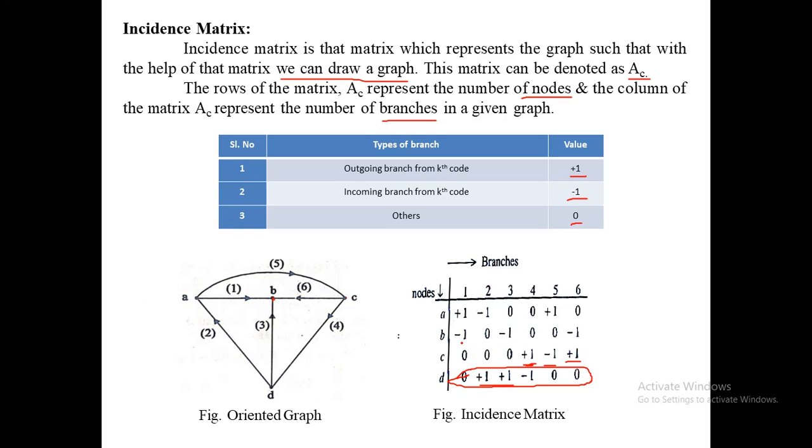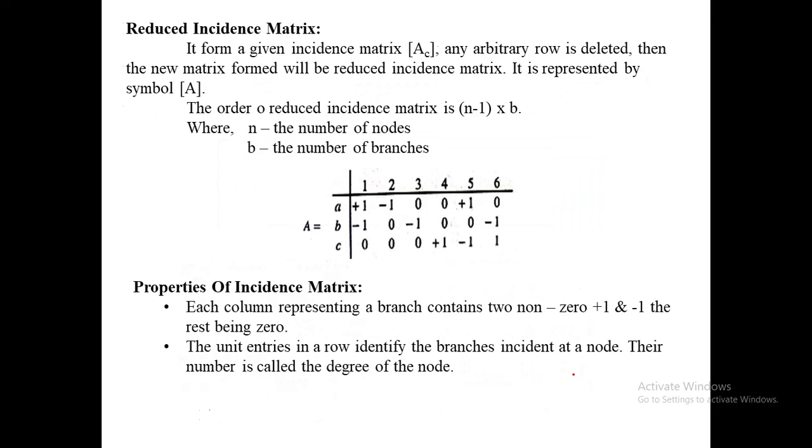One more thing: we can check whether our answer is correct or wrong. The sum of the values in each column should be 0. +1 -1 equals 0. -1 +1 equals 0. +1 -1 equals 0. +1 -1 equals 0. -1 +1 equals 0. -1 +1 equals 0. The sum of each column's values should be 0.